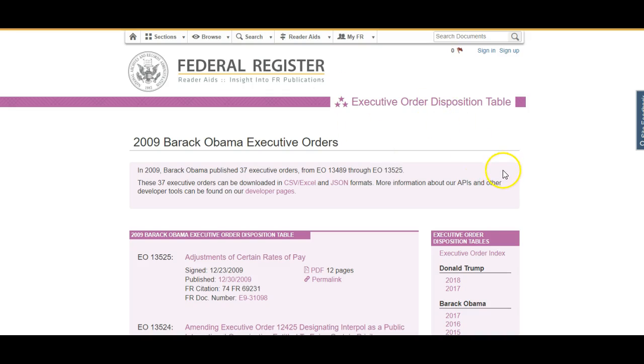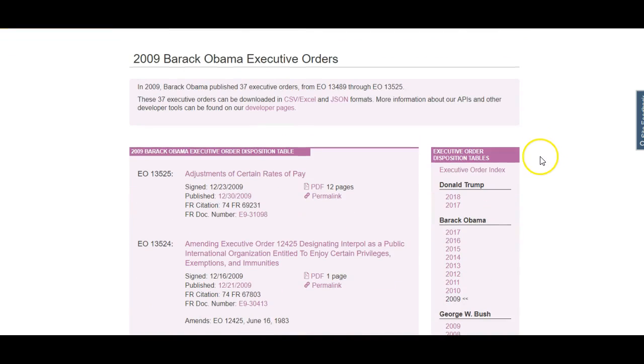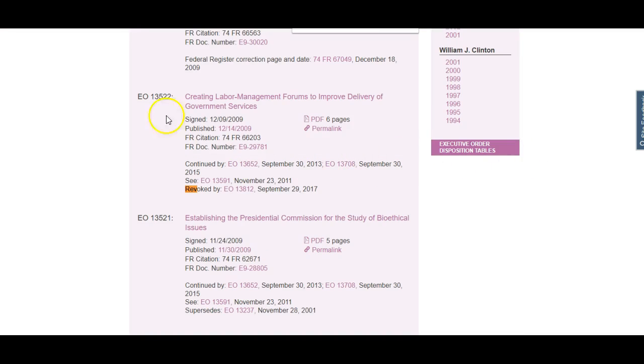And here are the executive orders again from President Obama. As I mentioned, you can see the status. So I can see this particular executive order was revoked last year, not by a different one. And again, that tends to happen. If we look through President Obama's, we'll see that he revoked executive orders from President Bush. And that's just what happens because that's how politics work.